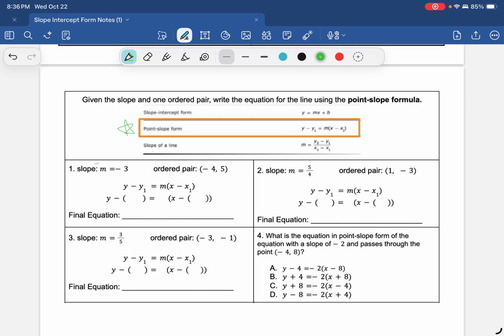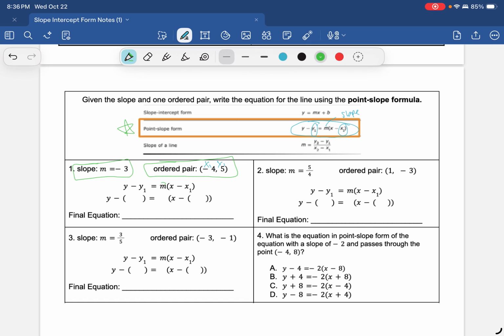The first one says the slope is m equals -3, and then we have our point, which is (-4, 5). I'm going to go ahead and label our point x1, y1, because as you can see in our formula here, our formula is y minus y1 equals m times x minus x1. So m is our slope, and this represents our point. Okay, so now we can go ahead and fill in our parts.